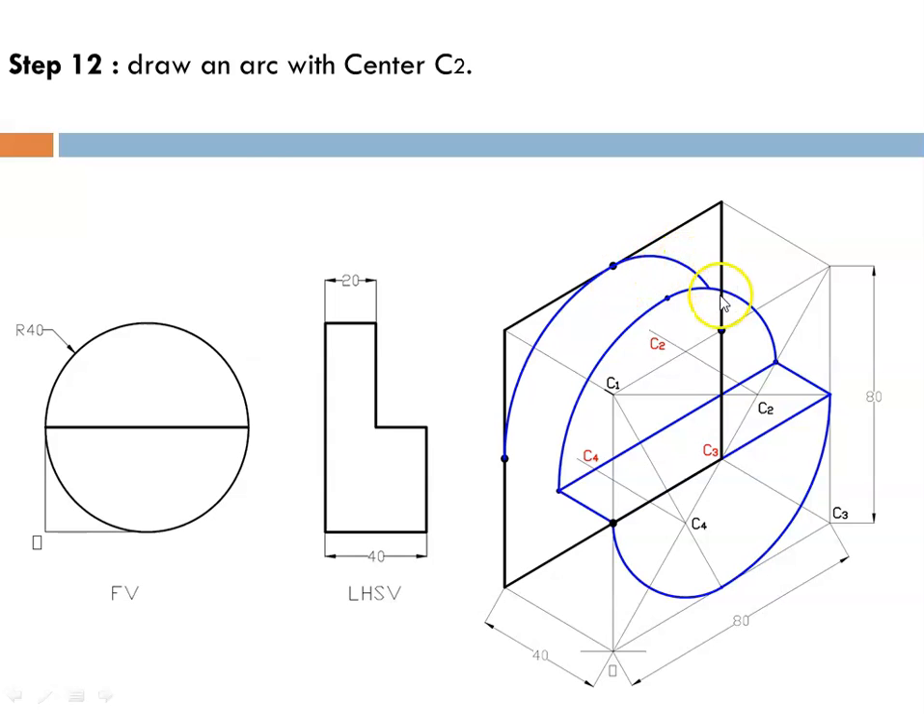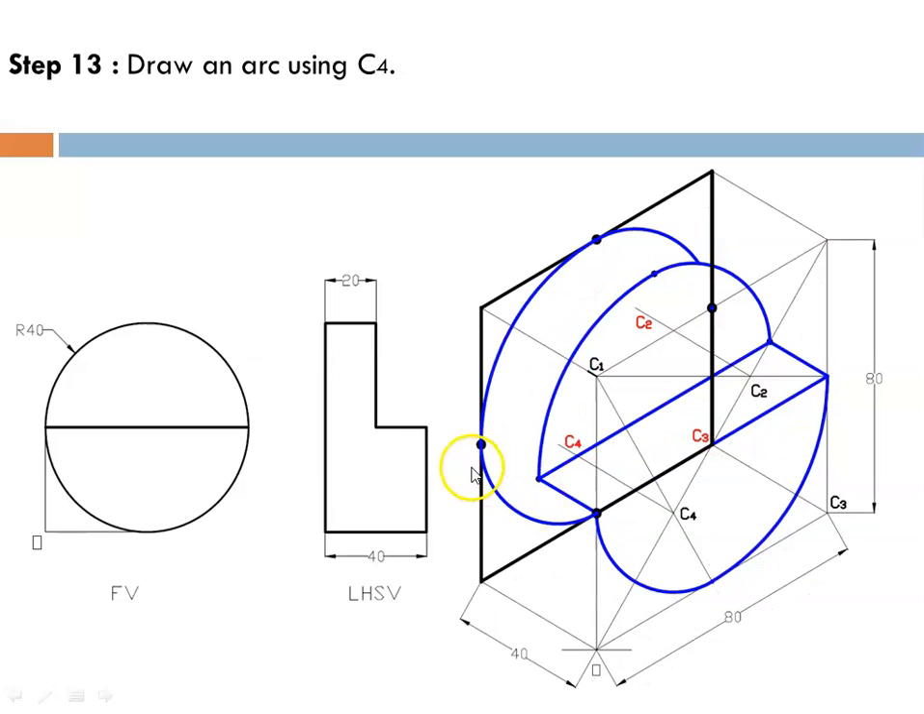Now here you cannot complete this arc, just draw an arc till it reaches the circle on the second plane, because it is not visible beyond this. So you can draw up to this only. Okay, so I repeat here, C2 as a center, distance up to this midpoint, draw an arc. Now same way, center as C4, distance from C4 to this midpoint, and draw an arc till the next midpoint, or you can say till this curve touches this one.